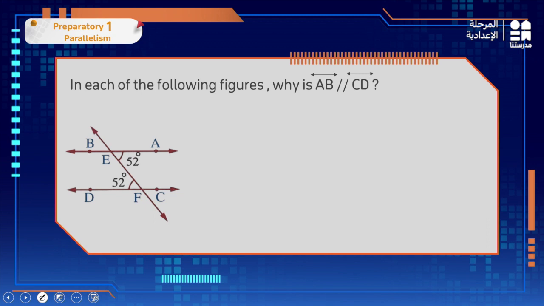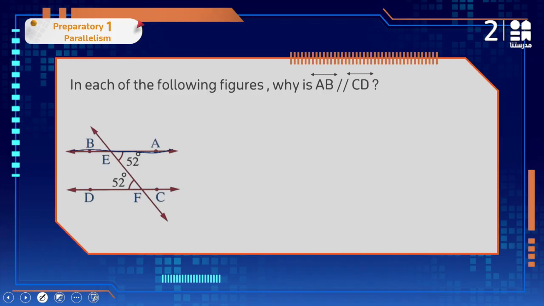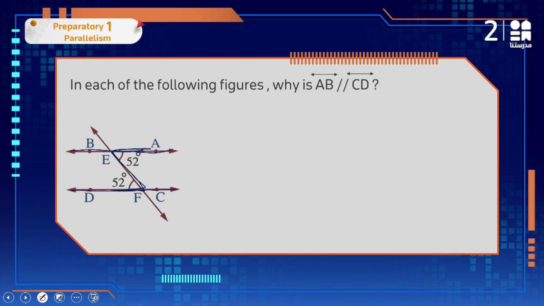Okay, have a look. Here, line AB is parallel to line CD. Why? Okay, have a look. Do we have letter Z? Yes, we can write it, but to the opposite side. The first one, E, is 52, and the F is 52. So they are parallel by which angles? By alternate angles.